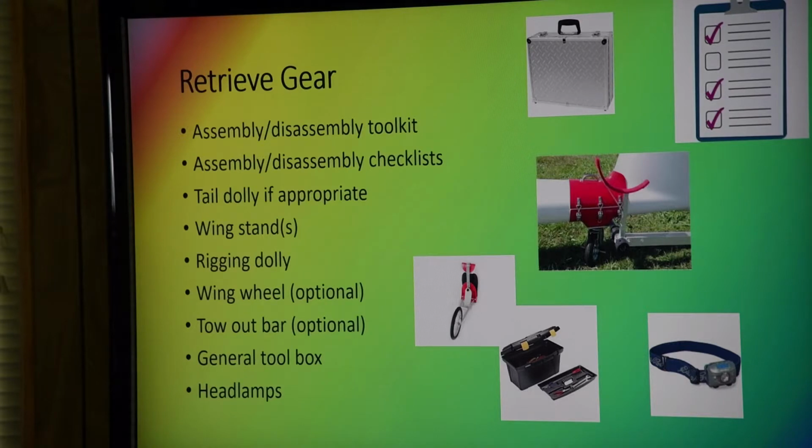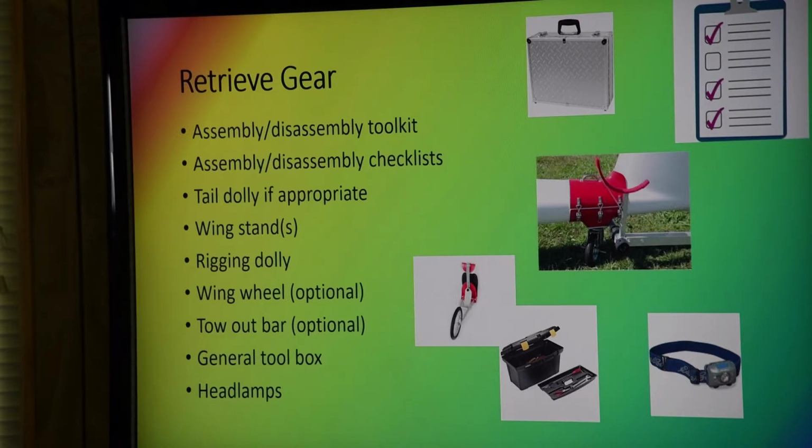Checklist, assembly and disassembly checklist. Tail dolly, very important for some gliders. Wing stand or wing stands. Rigging dolly: for the DG, we have a wing dolly to support the weight, and it's very maneuverable and so forth. Without that, it's a 200-pound wing, and that's a real pain. So that has to be in the trailer. Wing wheel, that's optional. The tow-out bar is optional, but if you're going to land someplace where you have to pull the glider a long distance or whatever, it's nice to have.